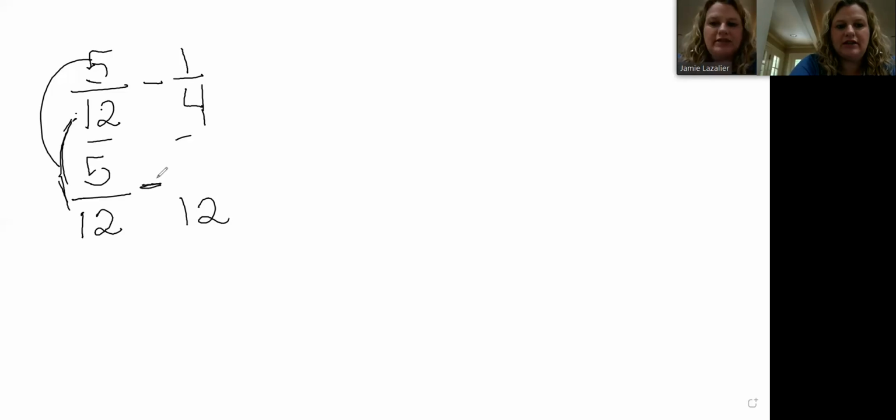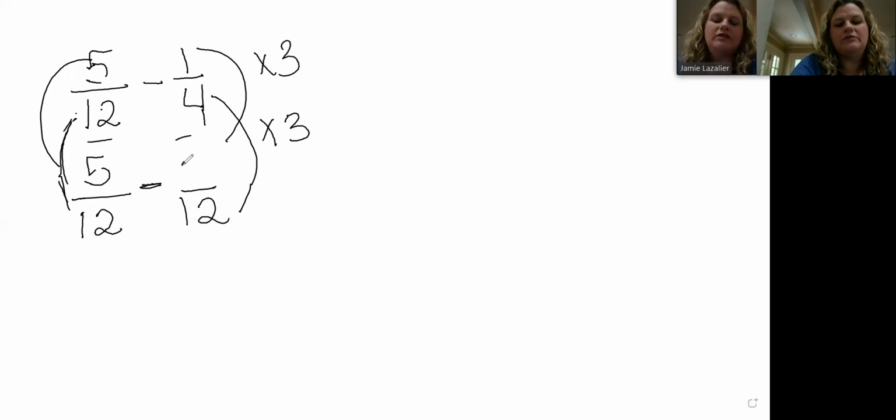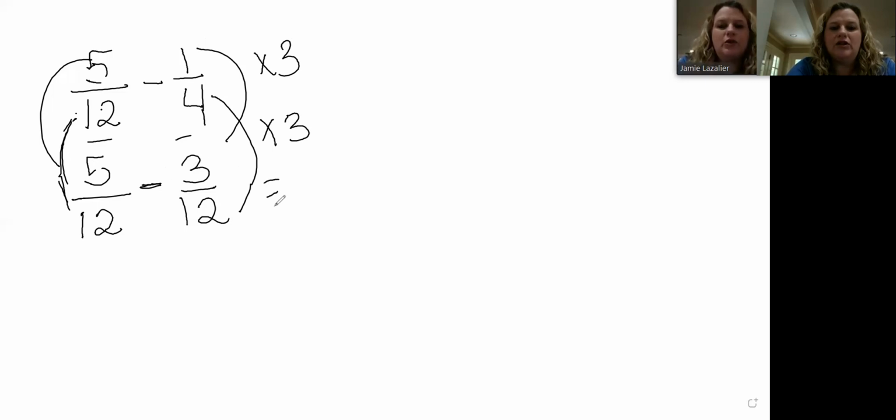Keep your subtraction sign. Now on this side, how could we turn that 4 into a 12? Multiply by 3. So whatever we do to the bottom, we do to the top. And 1 times 3 is 3. So this ends up being 5/12 minus 3/12. 5 minus 3 is 2. And the 12 just stays and carries over.